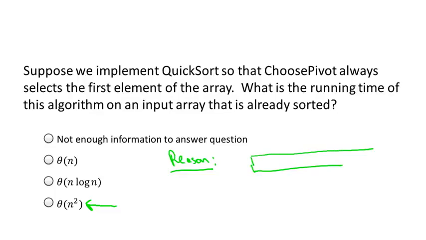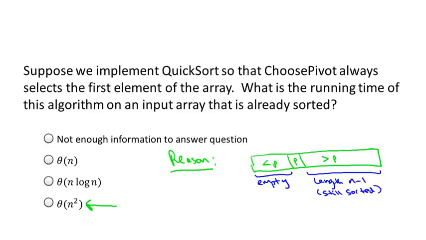So if we draw our usual picture of what a partitioned array looks like, with everything less than the pivot to the left and everything bigger than the pivot to the right, well, since nothing is less than the pivot, this stuff is going to be empty. This will not exist. And to the right of the pivot, this will have length n minus 1, and moreover, it will still be sorted.